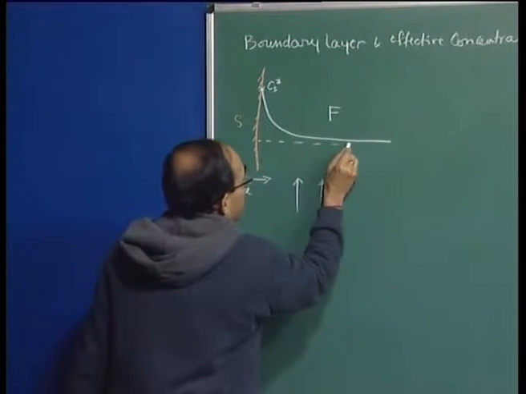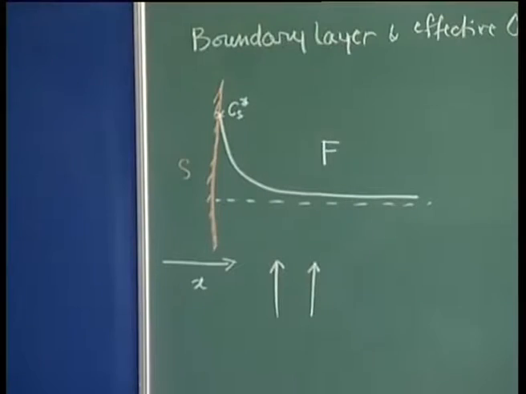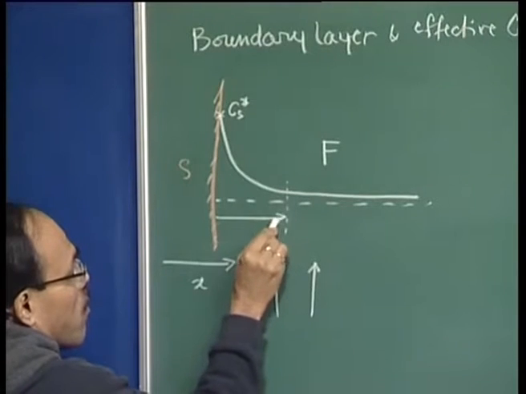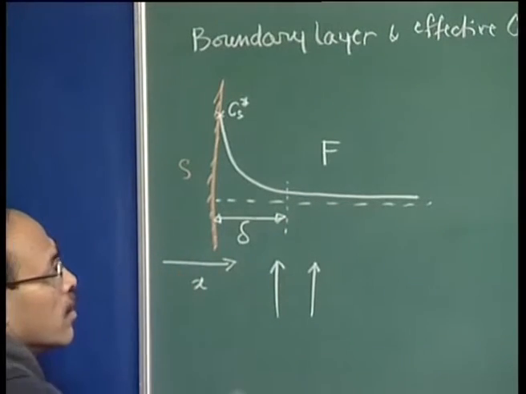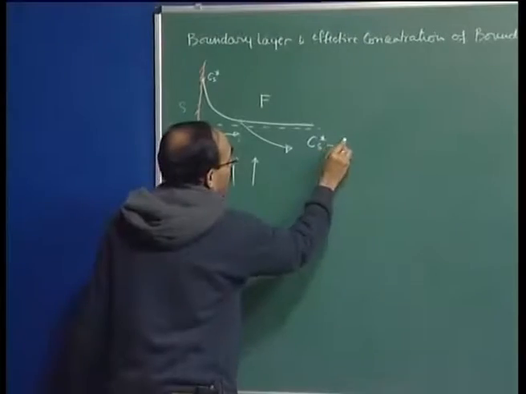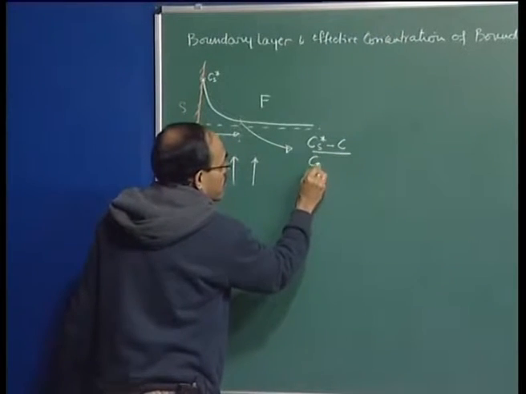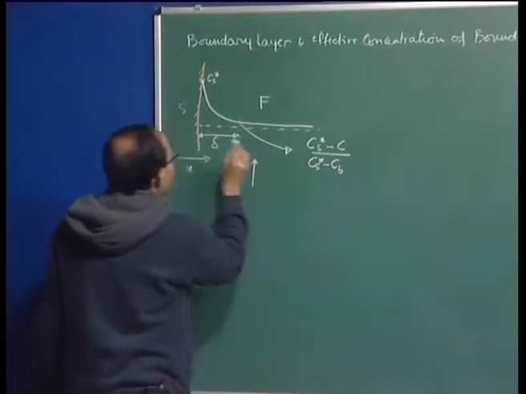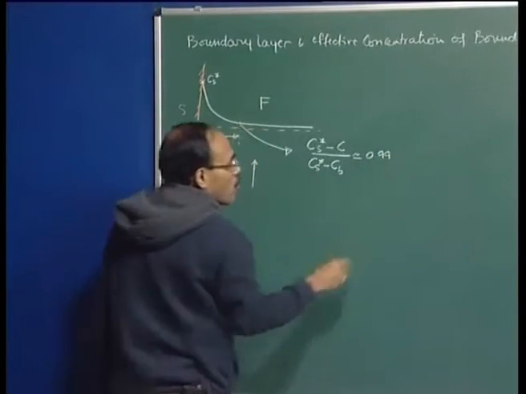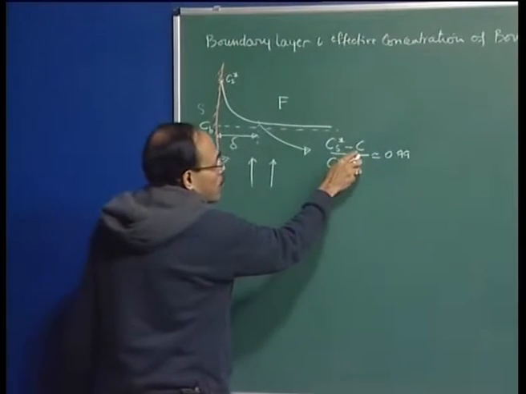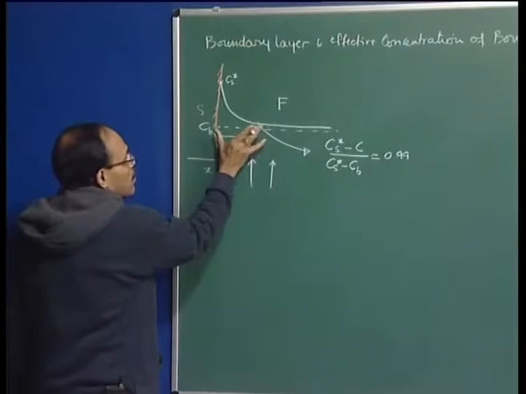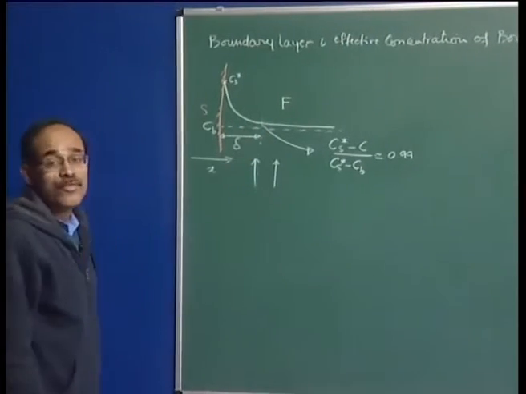And as I have indicated to you earlier, at the distance where, suppose, C s star minus C divided by C s star minus C b, what is C b? C b is this bulk concentration. If it is approximately equal to 0.99, so the location at which the concentration is such that this definition or this criteria is fulfilled, that particular location, the distance from the interface, is the concentration boundary layer.